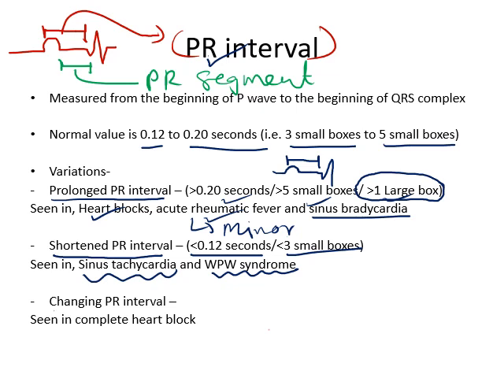Then there is something called changing PR interval. What happens in complete heart block is P waves keep coming at their own pace and QRS complexes keep coming at their own pace. So there is no relation between P wave and QRS complexes, which causes a bizarre looking ECG in which you will see that there is no constant PR interval, that is continuously changing. That is seen in complete heart block.